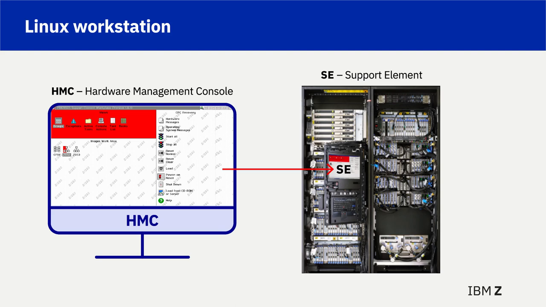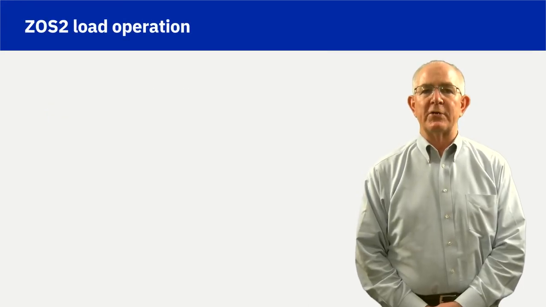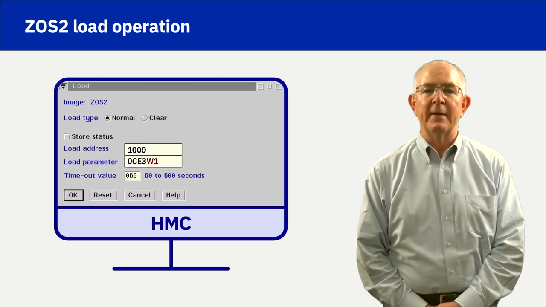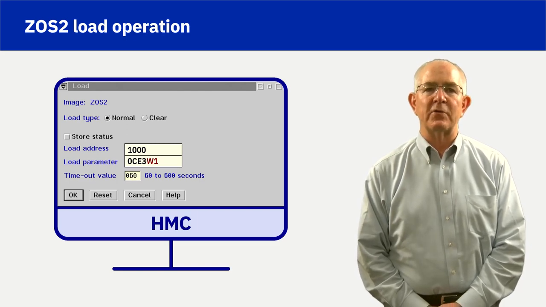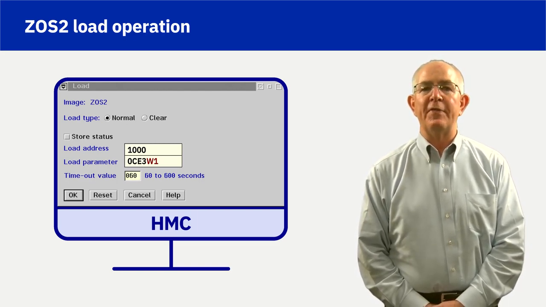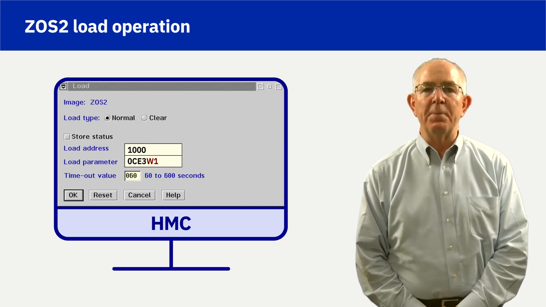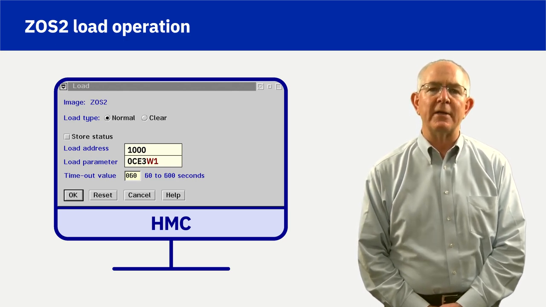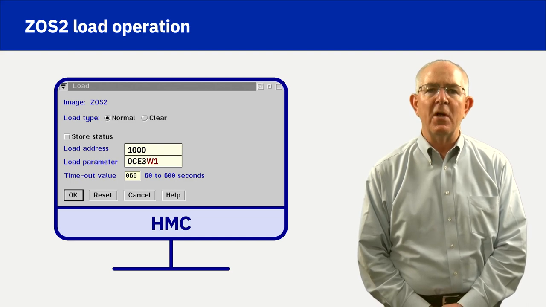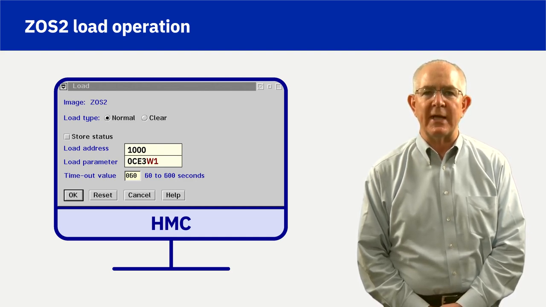In the example shown, the zOS 2 LPAR can be selected from the HMC images work area, then load selected from the CPC recovery area. The result of the zOS 2 load operation is another display specifying the disk device load address with the bootstrap and the load parameter disk device address. The example shows 1000 as the IPL device and 0CE3 as the load parm disk device address. The W1 suffix is passed to locate specific load parameter information on disk device address 0CE3.